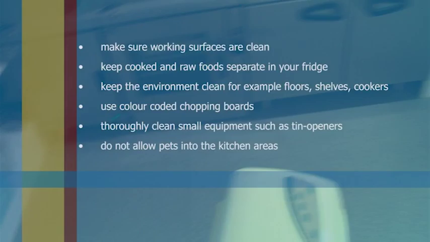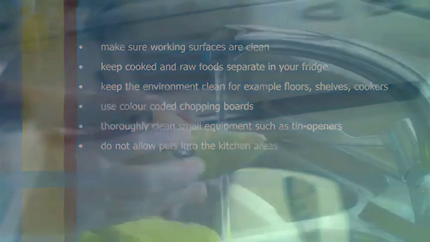Keep cooked and raw food separate in your fridge. Keep the environment clean, for example floors, shelves, cookers. Use colour-coded chopping boards. Thoroughly clean small equipment such as tin openers. Do not allow pets into kitchen areas.